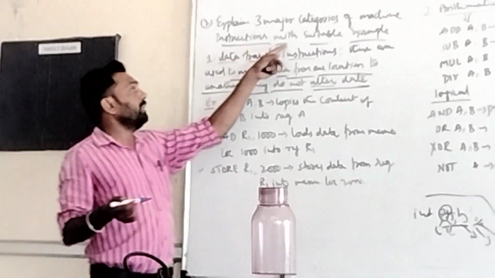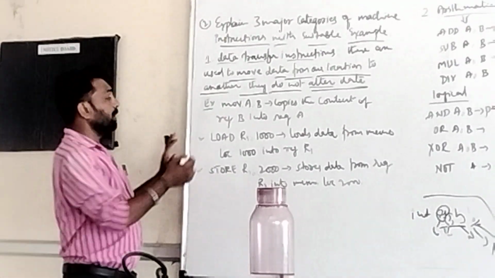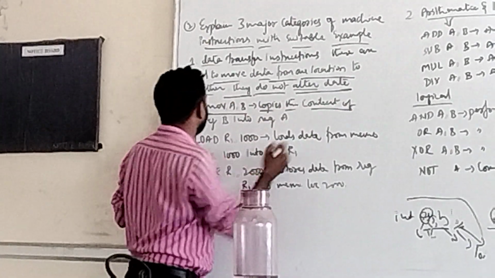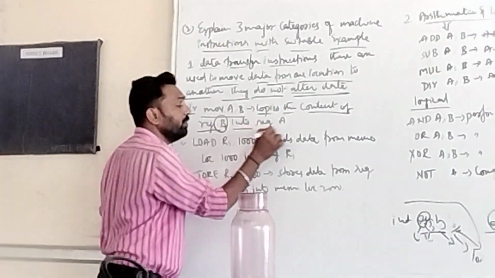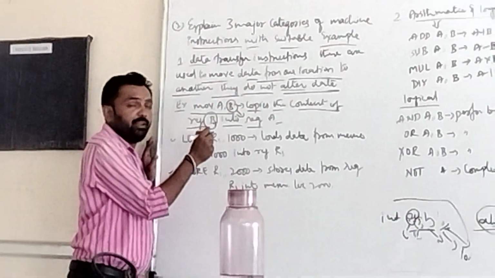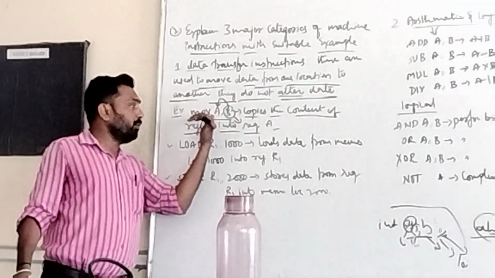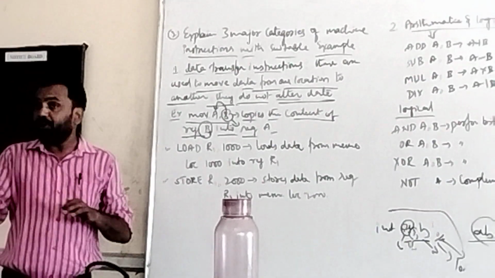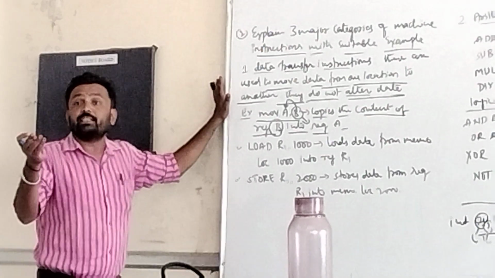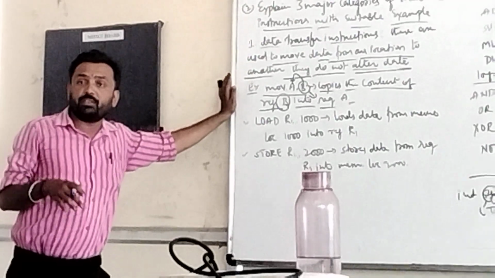Because the question says explain with suitable example, for data transfer there is an example called MOV A, B. Here we copy the content of register B into register A. Whatever data is present in register B, we are copying to register A. Even when working with a computer, there is copy paste and there is cut paste.